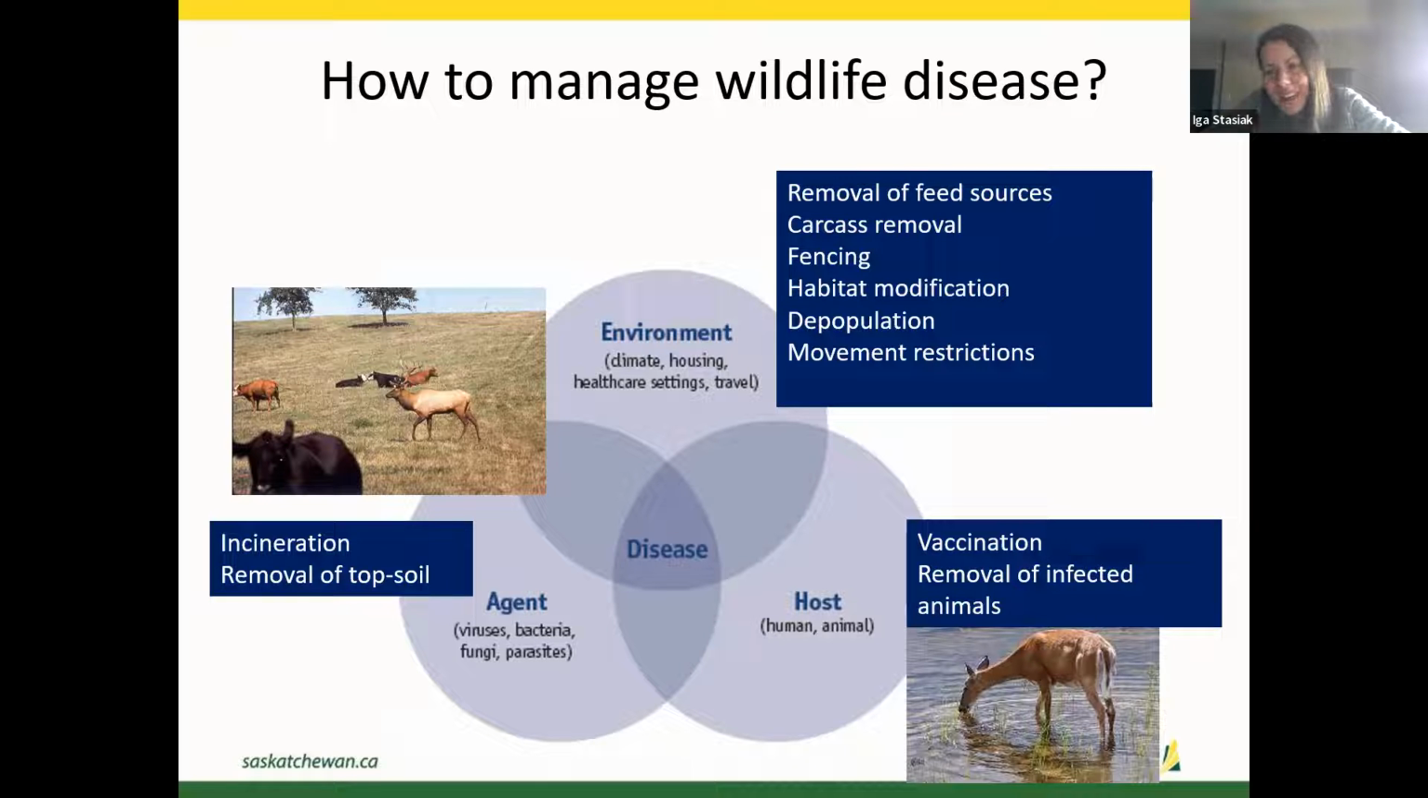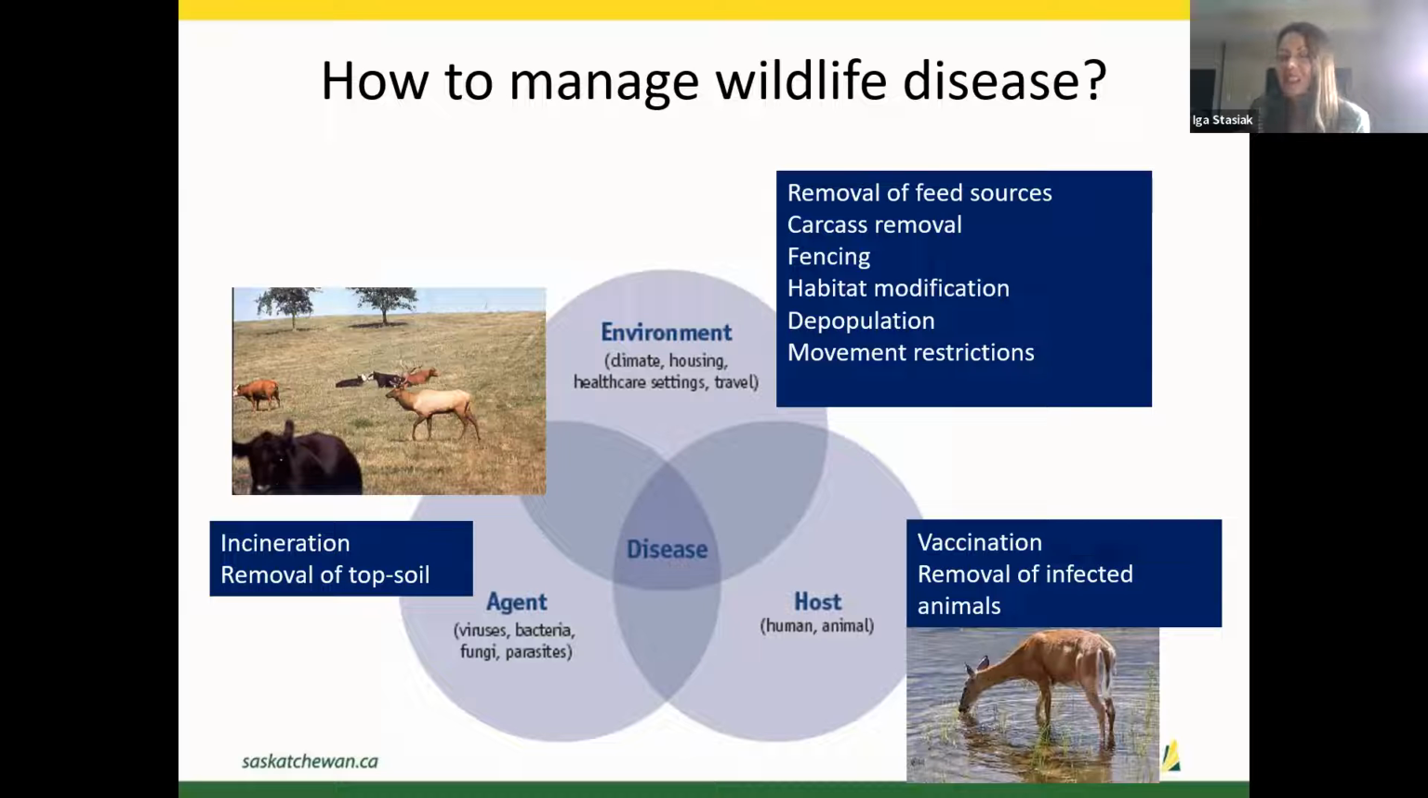In many cases, we do not have this option available, especially on a large scale when you're talking about wildlife populations. We can remove the host itself, so removing infected individuals from a population, or depopulating a wildlife population to try to eliminate the risk or the disease. Manipulating the agent, in some cases, this could also include vectors such as mosquitoes or ticks. So things like incinerating carcasses, or incinerating the soil to eliminate bacteria or viruses, or spraying for mosquitoes to eliminate vectors. And then various environmental manipulations, which is quite broad.